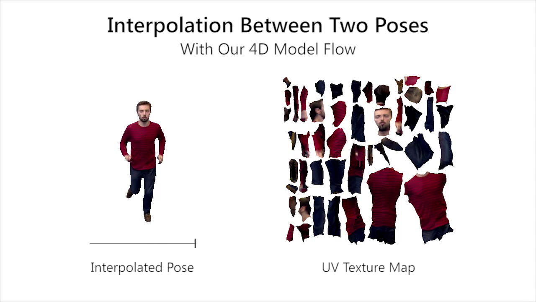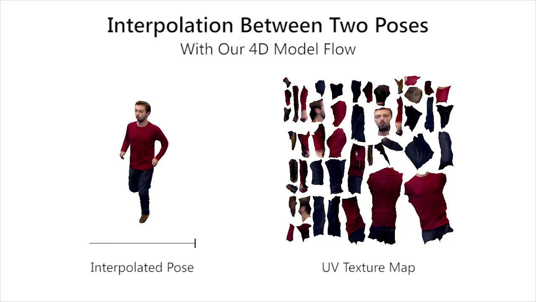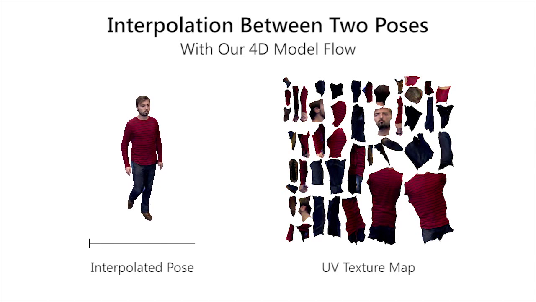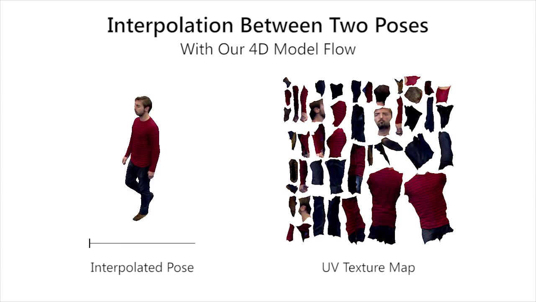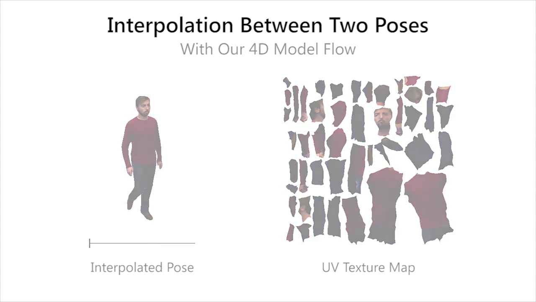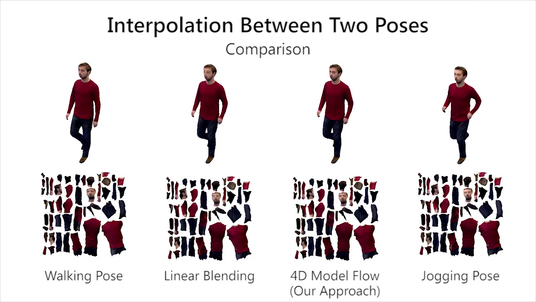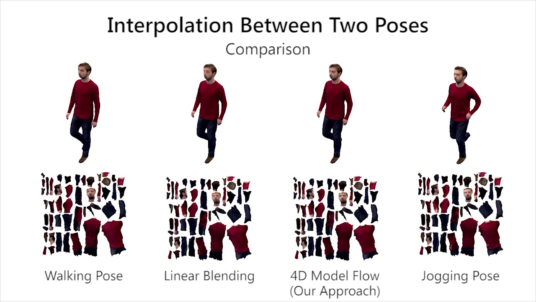Our approach mitigates such artifacts using the precomputed 4D model flow to warp appearances before blending them. This results in free viewpoint parametric appearances that maintain the input video quality. Here we can see a comparison between our proposed method and linear interpolation next to the input poses.